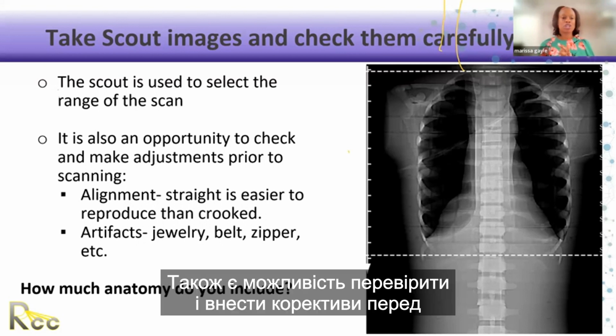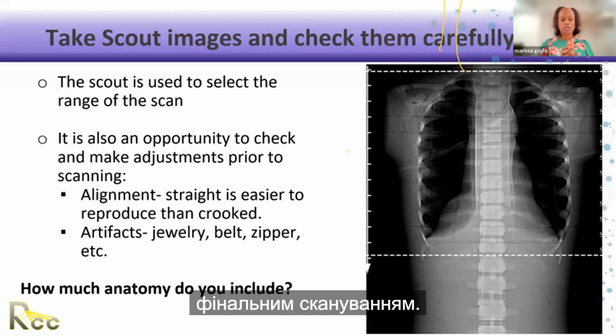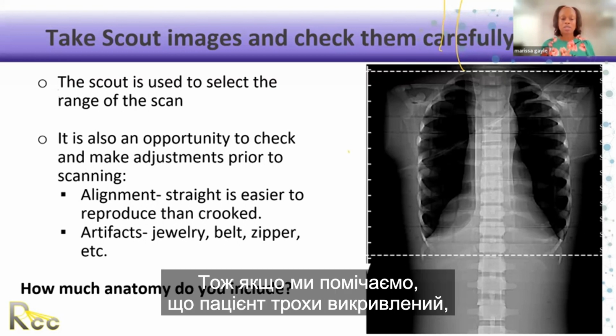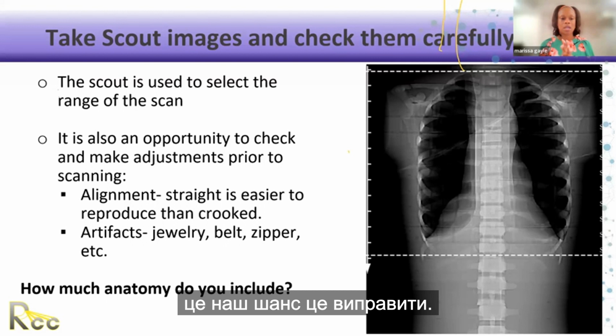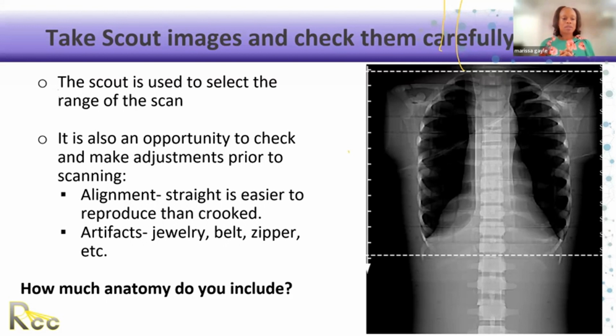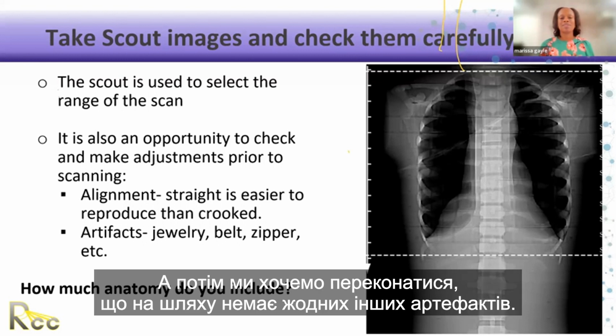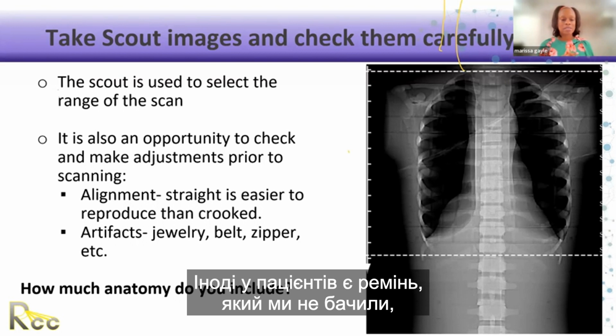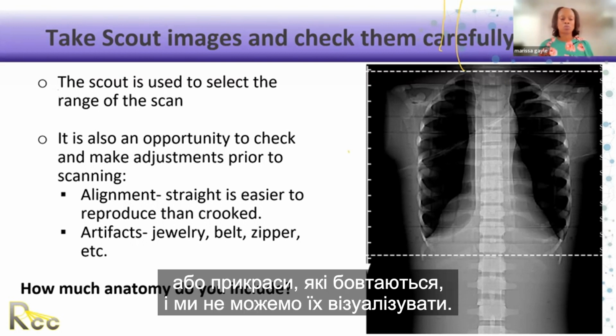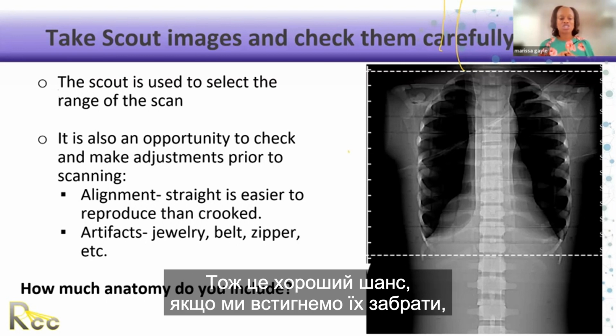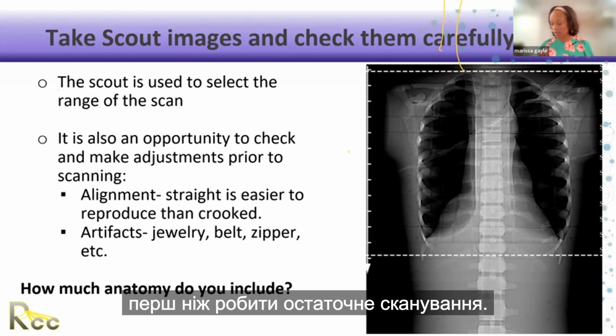There's also an opportunity to make adjustments prior to the final scan. If we notice that the patient's a little bit crooked, this is our chance to fix it. Straight is easier to reproduce than crooked. And then we want to make sure there's not any other artifact in the way. Sometimes patients have a belt that we didn't see, or a piece of jewelry that was dangling that we couldn't visualize. So this is a good chance, if we catch it, to remove it at this time before we do the final scan.